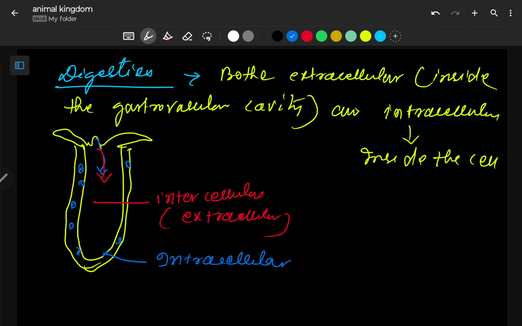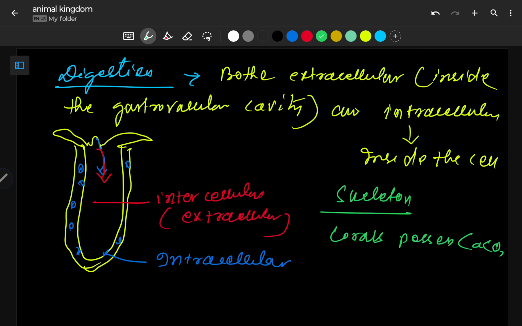Now come to the skeleton. All cnidarians are not having skeleton, but the corals, they are found in the sea or ocean. They possess calcium carbonate, CaCO3, calcium carbonate exoskeleton. That's why when they die and deposit, that surface becomes hard and that forms the coral.